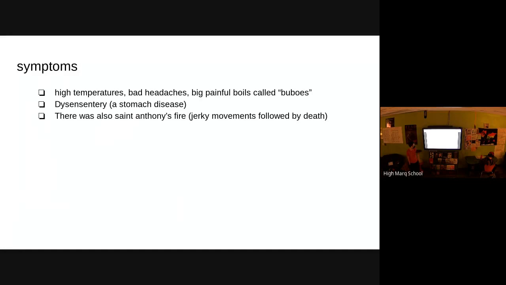Moving on to the Black Plague. Symptoms would be a high temperature, bad headache, painful boils called buboes. They really weren't pretty. Looking at this wasn't fun. Dysentery, which would be a stomach disease. There's also St. Anthony's fire, which would be jerky movements followed by death. And this was during medieval ages, when there was no medicine. So if you had this, you were just thrown into a room, left alone until you died.